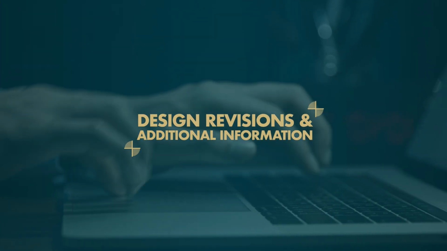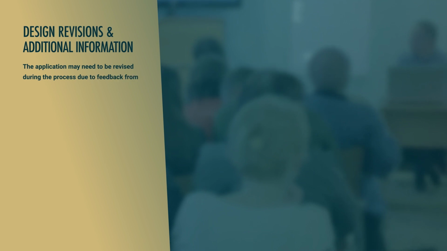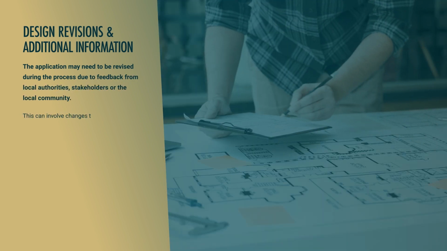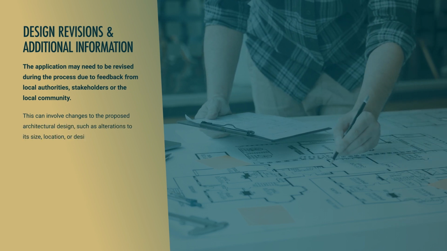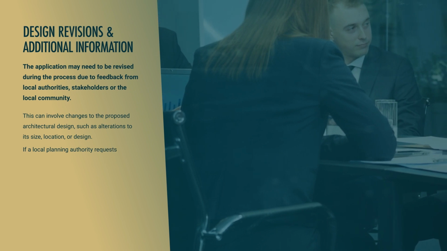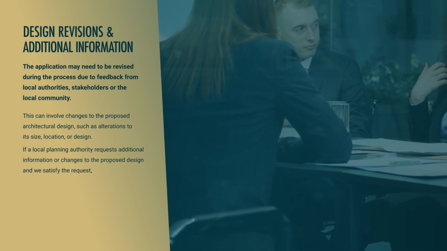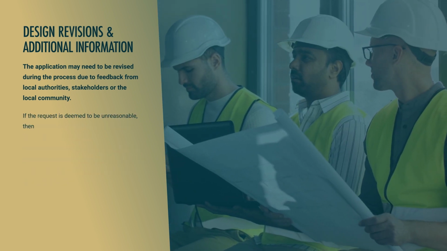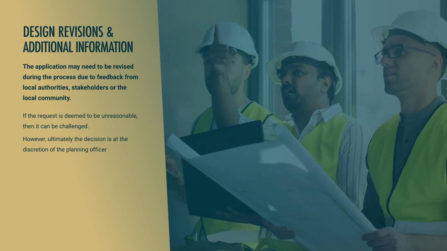Design revisions and additional information. The application may need to be revised during the process due to feedback from local authorities, stakeholders, or the local community. This can involve changes to the proposed architectural design, such as alterations to its size, location, or design. If a local planning authority requests additional information or changes to the proposed design, and we satisfy the request, the application should be approved. If the request is deemed to be unreasonable, then it can be challenged. However, ultimately the decision is at the discretion of the planning officer.